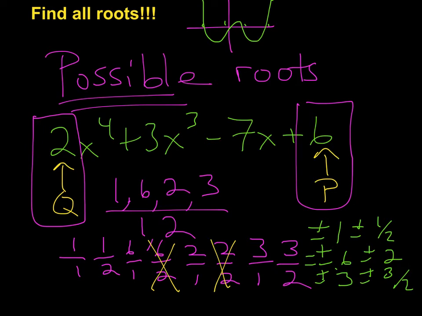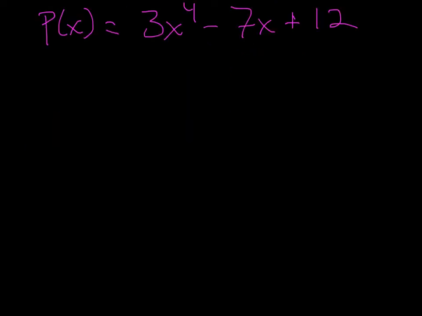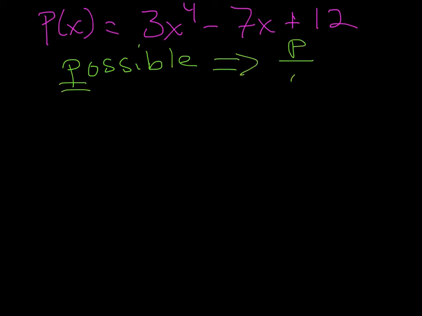Okay, so let's do another one of those. Okay, so here's another polynomial. So let's figure out all of our possible roots. What I want you to notice is the word possible starts with p, and the formula that we're going to use is p over q. We call it p over q, and remember our constant term is p, and our leading coefficient is q. So all the factors of 12, I'm going to list those out here.